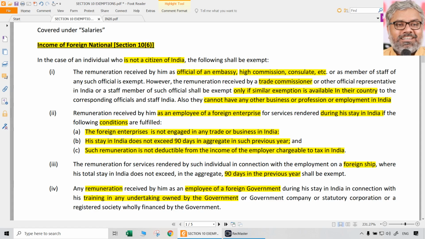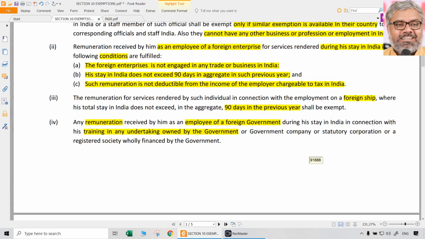So these are the 4 categories of people who are foreign nationals, but their incomes are not taxable in India, exempt in India. 1. Foreign diplomats and trade commissioners. 2. Employees of a foreign enterprise, subject to certain conditions. 3. Crew of a foreign ship, subject to the condition of total period of stay not exceeding 90 days. 4. Foreign government employees coming to India for training in government organizations in India. That's it. That is section 10(6).